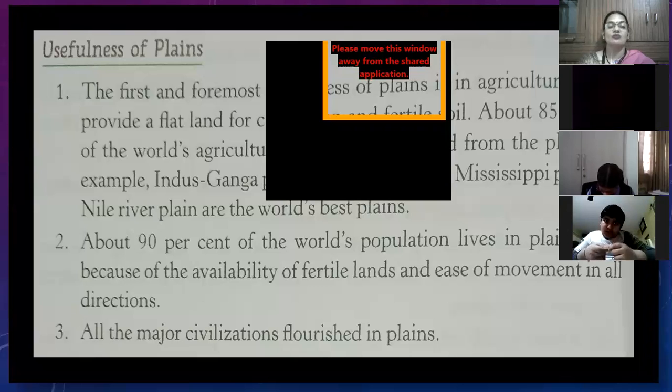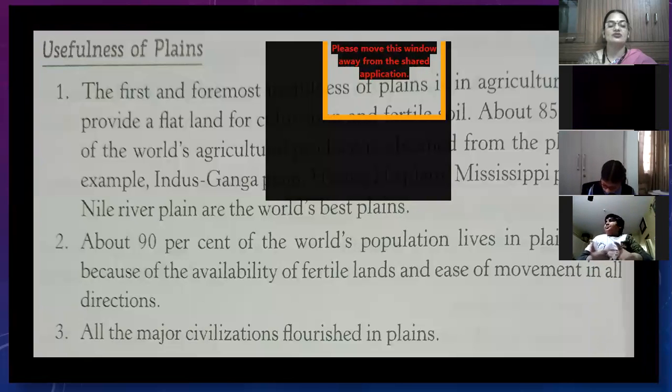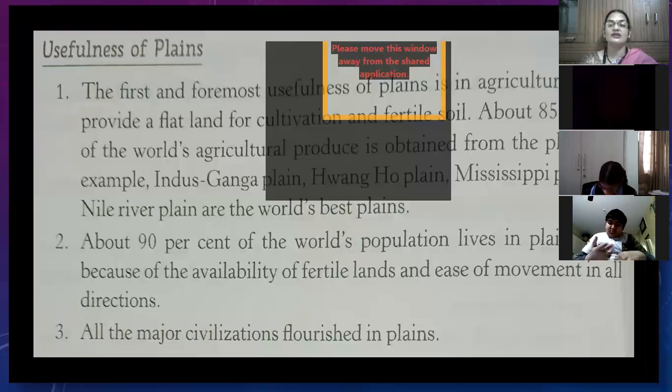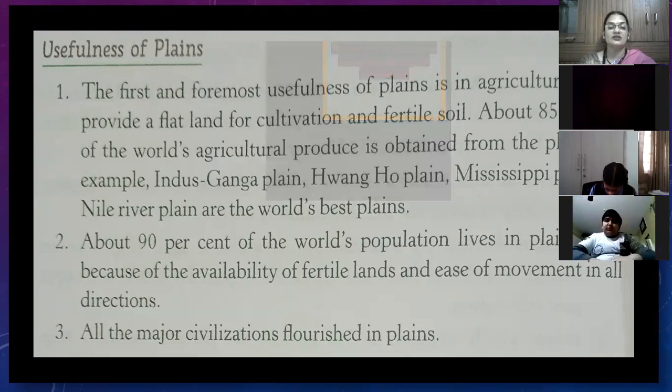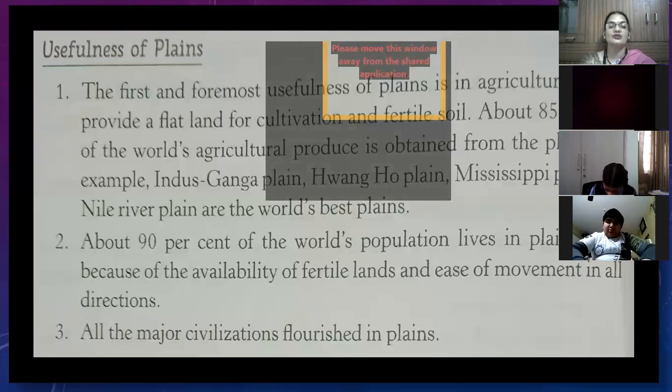The first and foremost usefulness of plains is in agriculture. Plains provide flat land for cultivation and fertile soil. Yes, because of plains only we can do agricultural activity. About 85% of the world's agricultural produce is obtained from the plains.